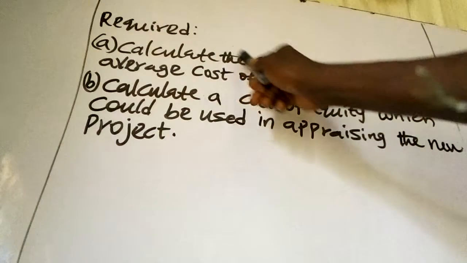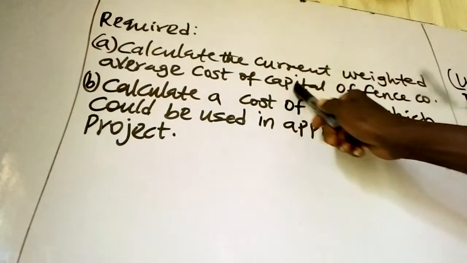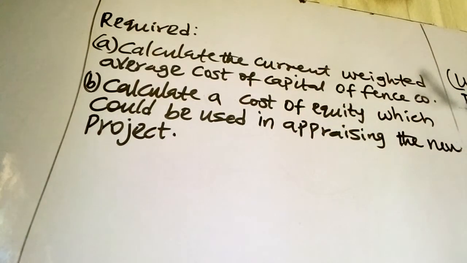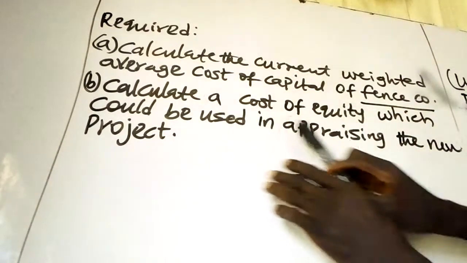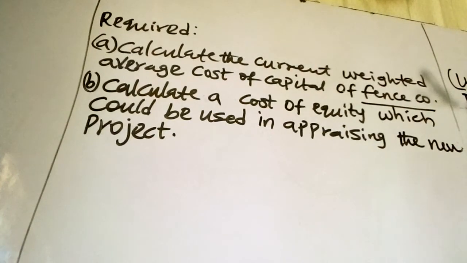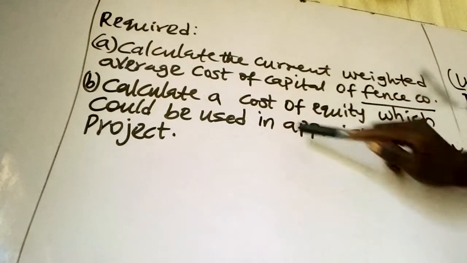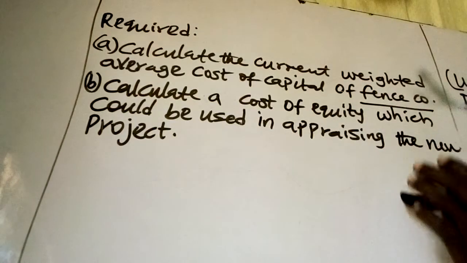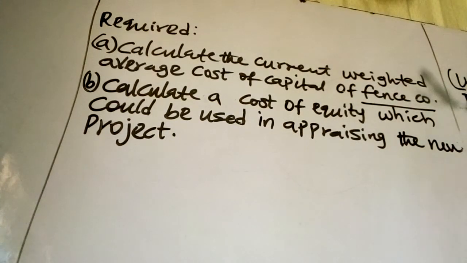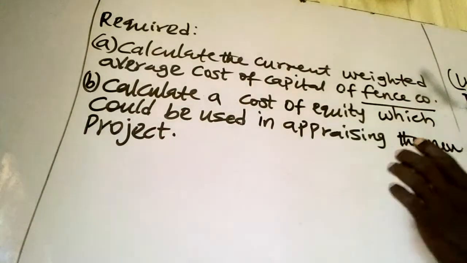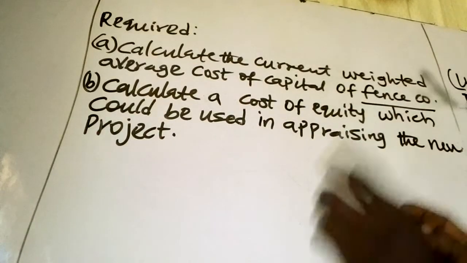A. Calculate the current weighted average cost of capital of HESCO. The current one, that of HESCO, is what is required, not the weighted average cost of capital to use for the project. No, you need the WACC of HESCO to evaluate the viability of that investment project. But you will need the risk of HESCO. You know, HESCO has been identified to be the project company.